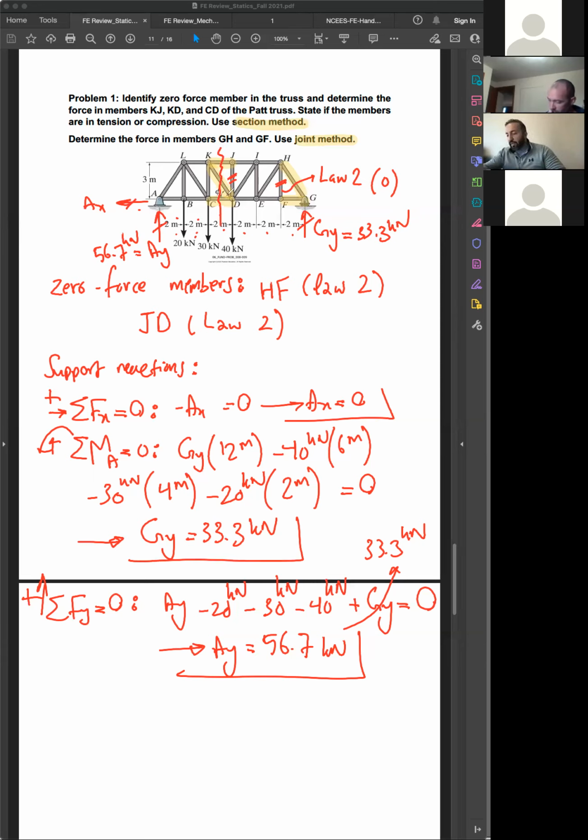So when you cut, you can either select the left or right side. I mean, it doesn't matter really. Probably I should just show both of them actually at the bottom. So shall I erase the support reactions? Any question on the support reaction calculations?